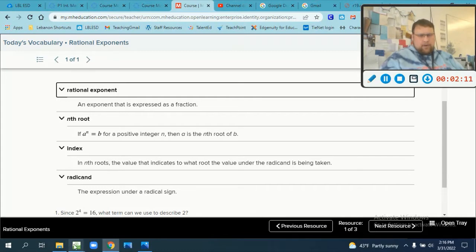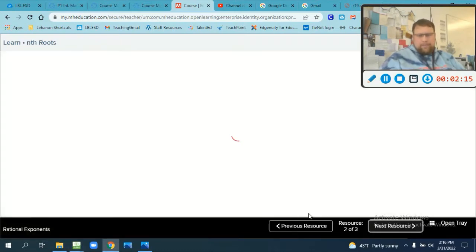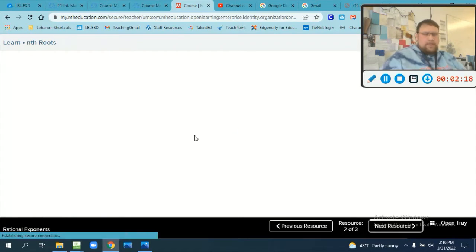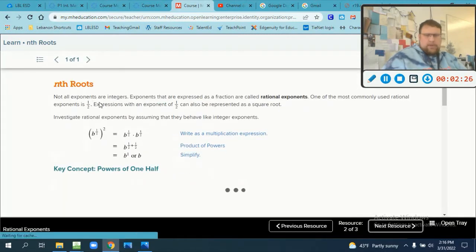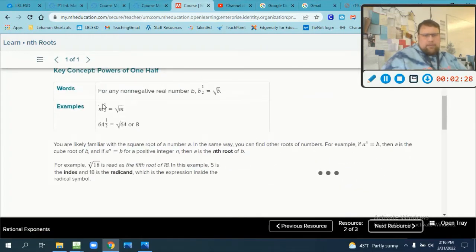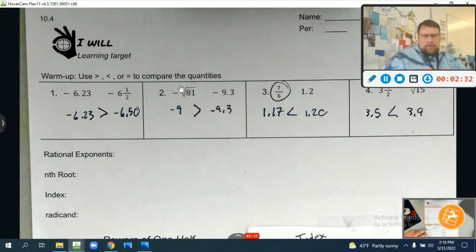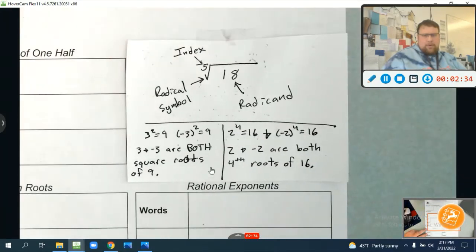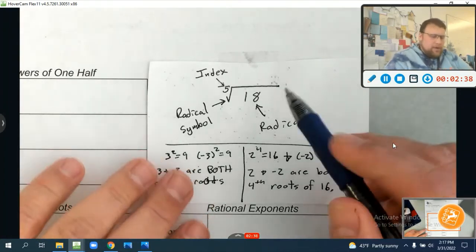Let's move on. We're going to go back to my notes because I've added a little something extra. So we're going to get into this. You're going to be filling in the powers of 1/2, nth roots, rational exponents, all that good stuff. But before you do, I'd actually like for you to write this next to the powers of 1/2. This is giving you a little bit of a better understanding of what an index is.